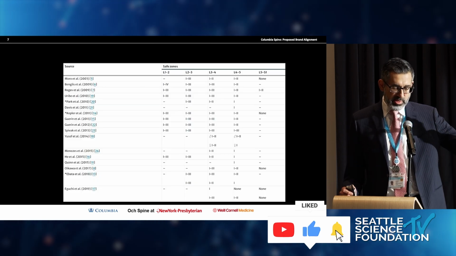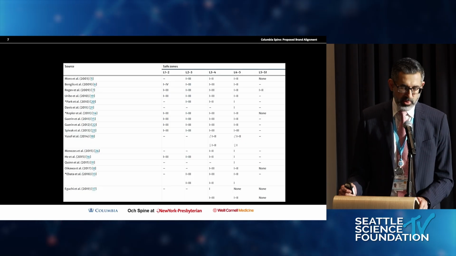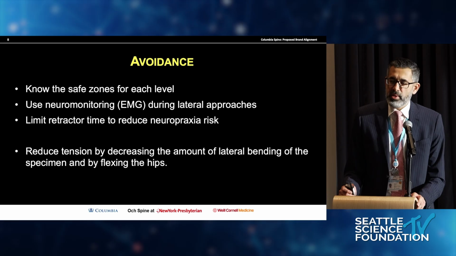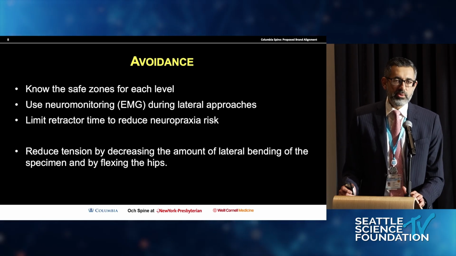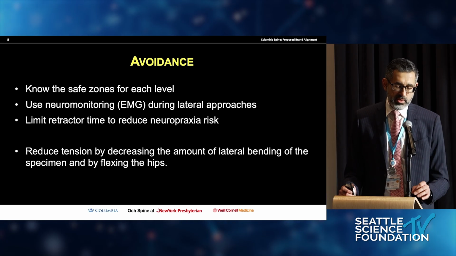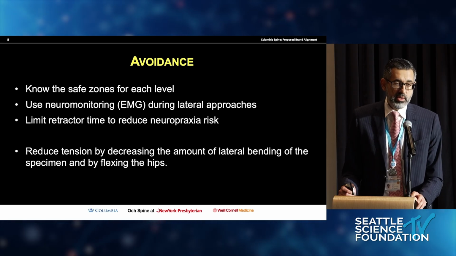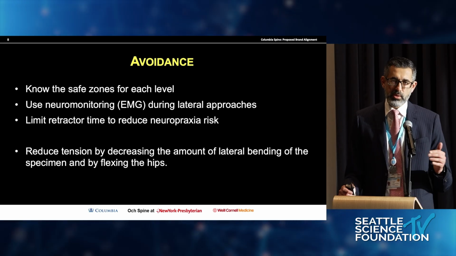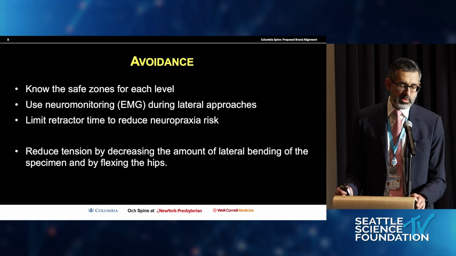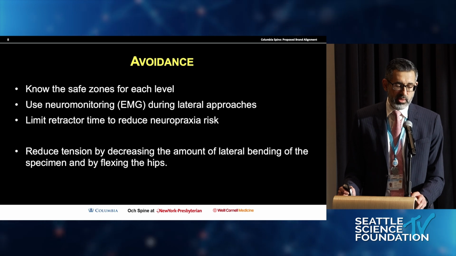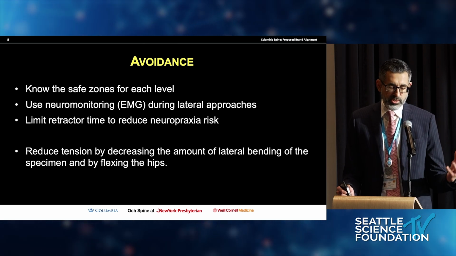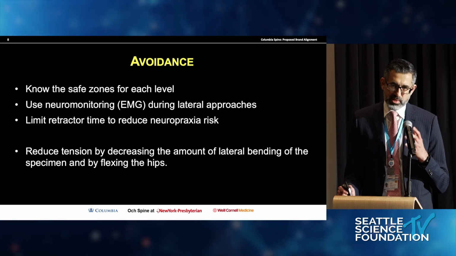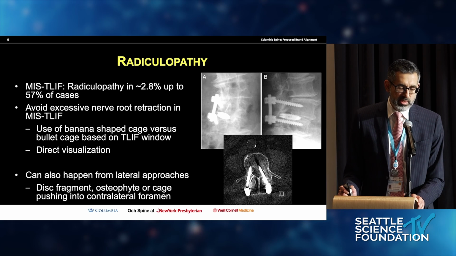And this is a nice table where they summarize the safe zones from all the different studies, so if you want to look at it in more depth. How do we avoid it? Well, by knowing your anatomy for each of the different disc levels, and we also use triggered EMGs quite frequently in these patients. We try to make sure we're not in the proximity of a nerve as we're docking our retractors. And then obviously, things talked about are limiting the retractor time, as well as decreasing tension by not doing excessive bending when we're doing lateral approaches, and also by side flexing the hips. Those can all help in decreasing that.